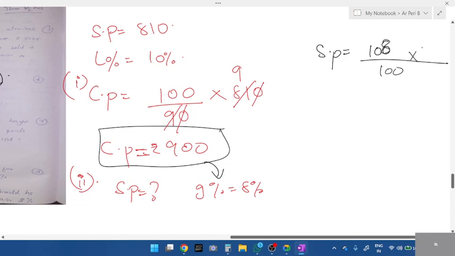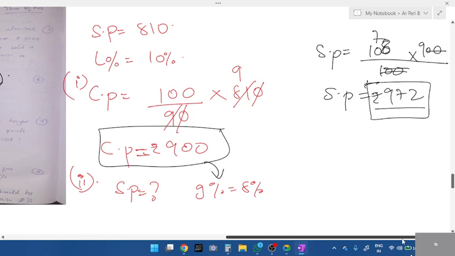108 divided by 100 into 900. Right? Two zeros get cancelled. What is the selling price, students? Multiply. Very good. This is the answer. Check. All of you check the answer. Be quick.